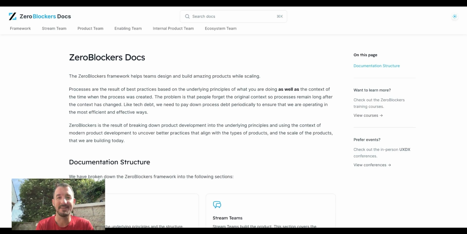ZeroBlockers helps teams maintain the speed and effectiveness of small teams even as they scale. But how does it work? That's where these docs come in. The ZeroBlockers docs are structured in 6 core areas.